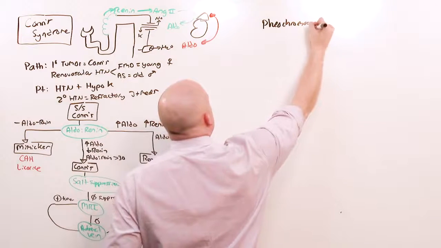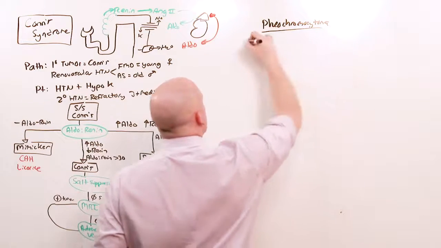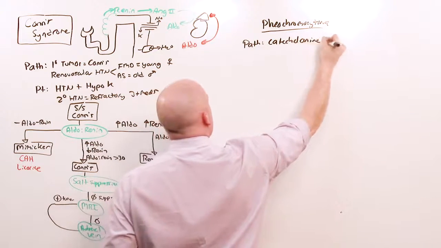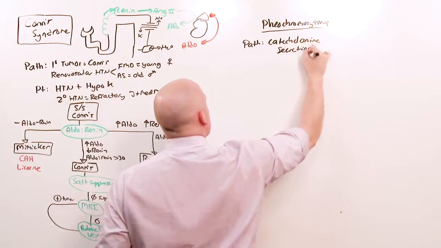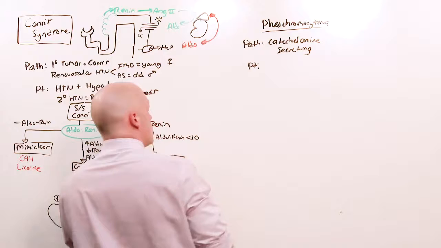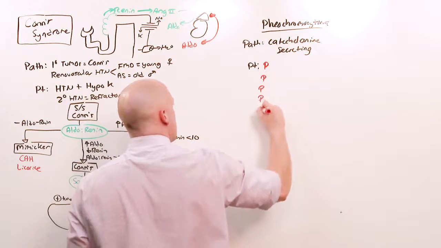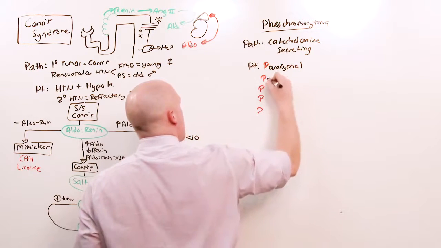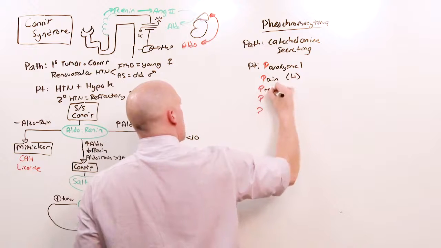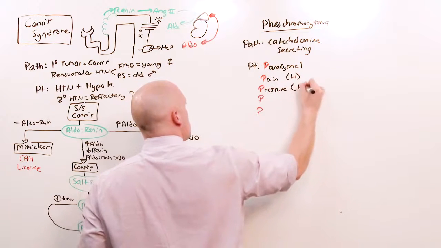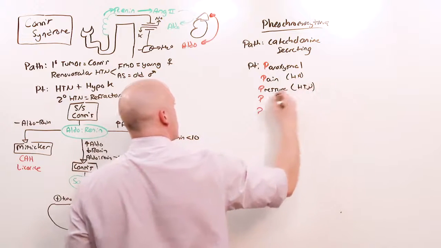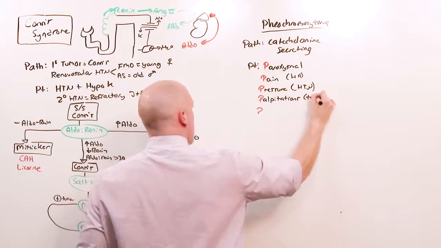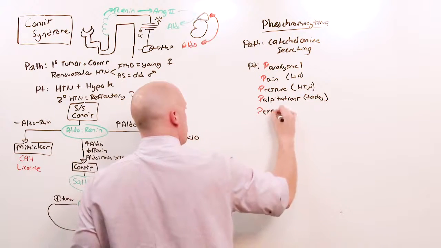Pheochromocytoma. The pathology is a catecholamine secreting tumor. This would be of the medulla. And the patient is going to present with the P's. It'll be paroxysmal pain, that is headache, pressure, hypertension, palpitations, that's tachycardia, and perspiration.